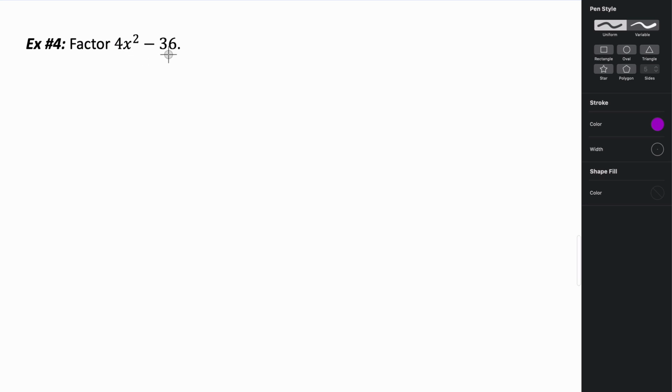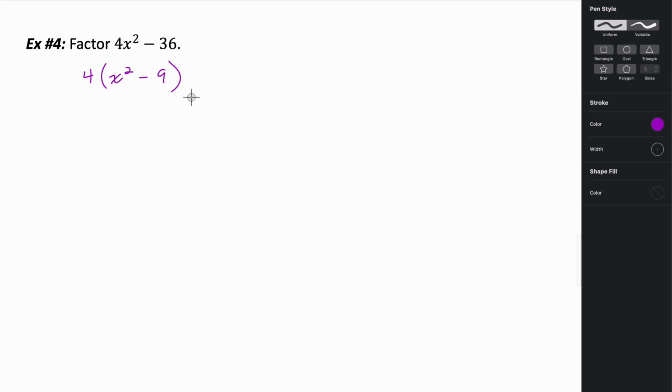Now, if you didn't recognize that this had a common factor, you're going to end up with larger numbers and it's going to make the process a little bit more difficult. It's still doable, but a little more challenging. So these actually have a common factor of 4. I can take a 4 out of both of these, and I end up with x squared minus 9. Now, in doing this, I still end up with a difference of squares. x squared is a perfect square, 9 is a perfect square.